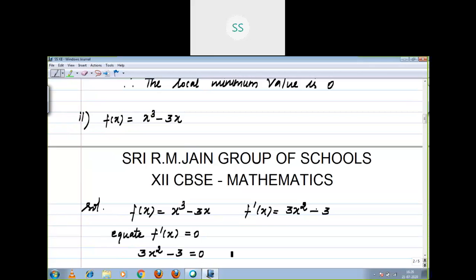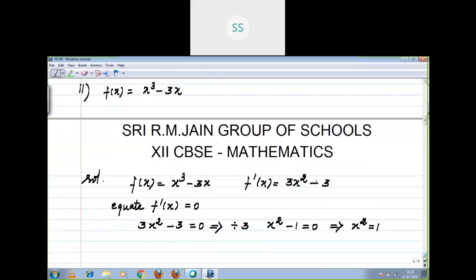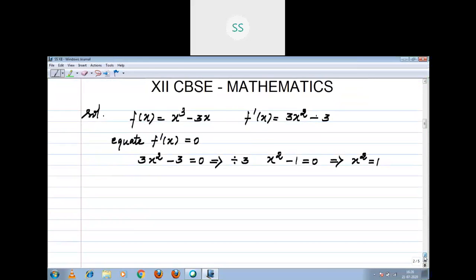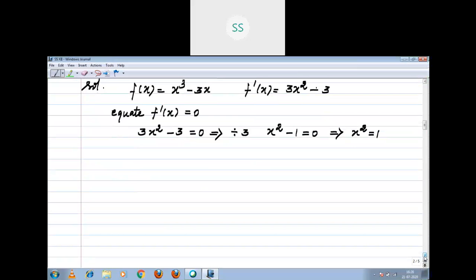Here it is a multiple of 3, so you can divide by 3. What can you get? X square minus 1 equal to 0. X square equal to 1. When you arrive at x square equal to 1, what is the value of x? You have to take a square root. Whenever you are taking a square root, you have to use what symbol? Yeah, very good. X is equal to plus or minus 1.